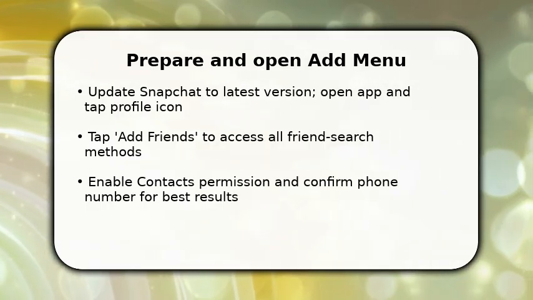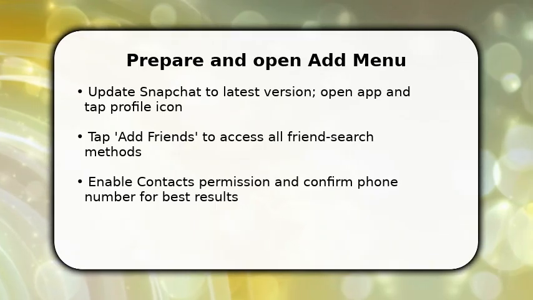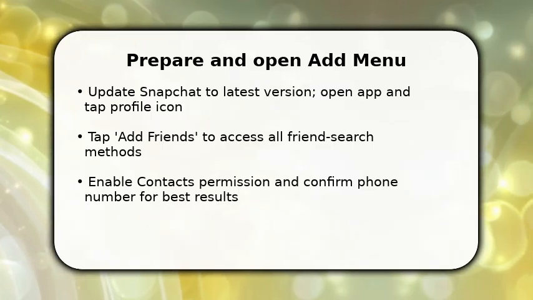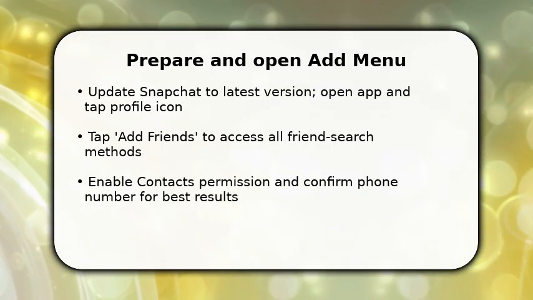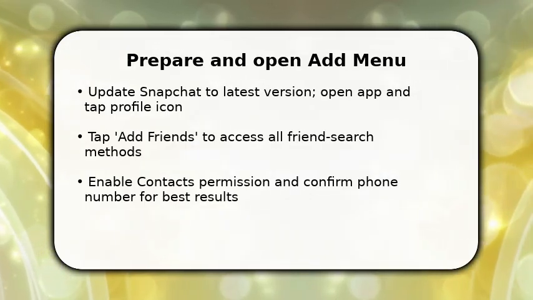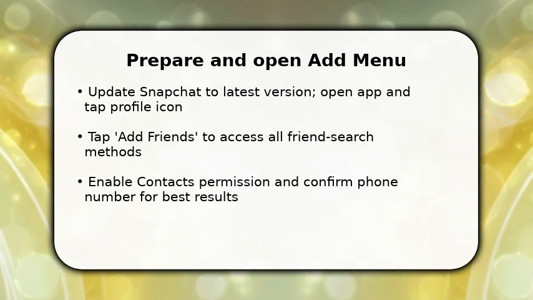Make sure contacts permission and your phone number are enabled so Snapchat can match people you already know. You do this now to let the app surface accurate suggestions and nearby users. Enabling permissions reduces missed matches and speeds the rest of the process. You'll next sync and scan.